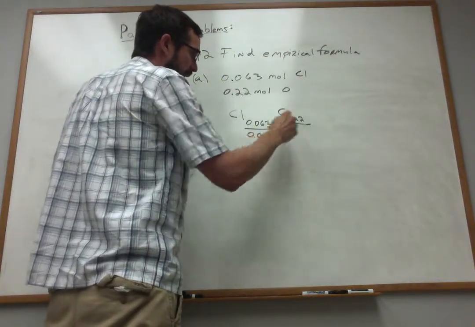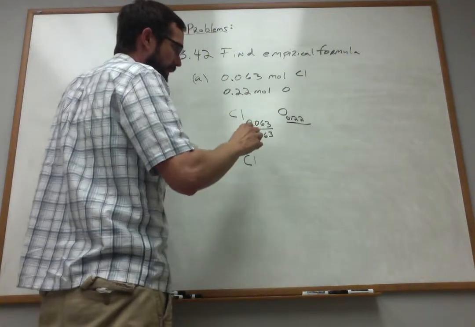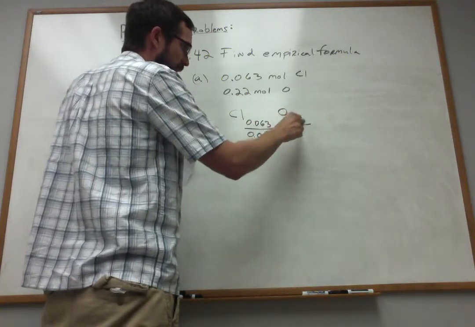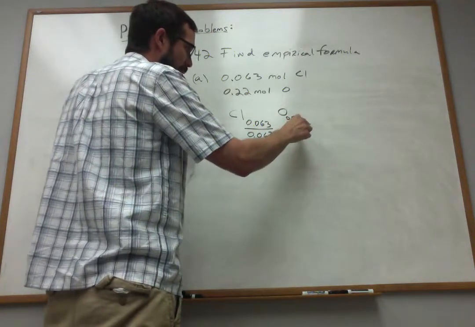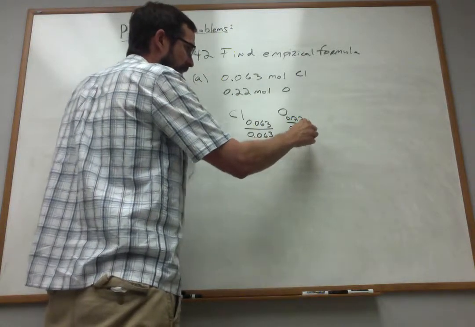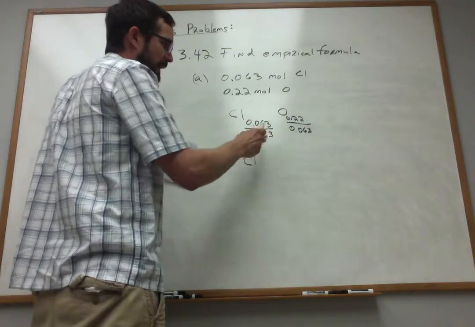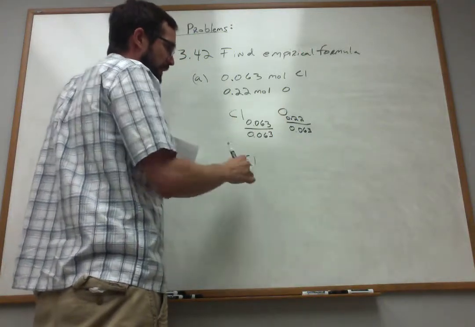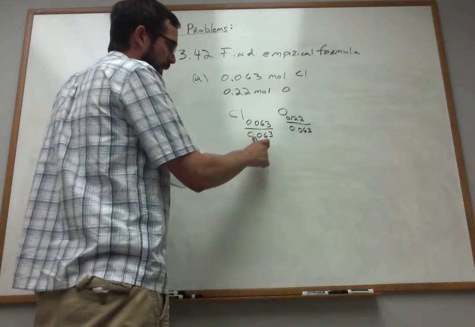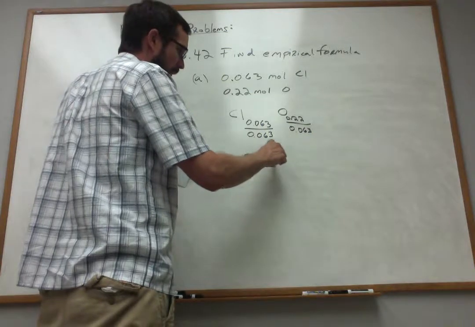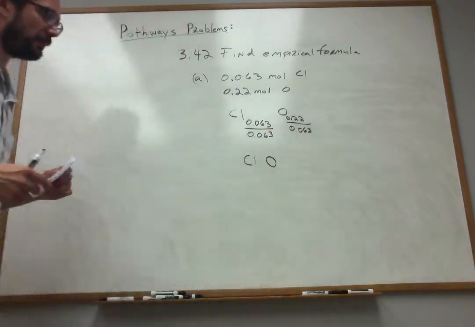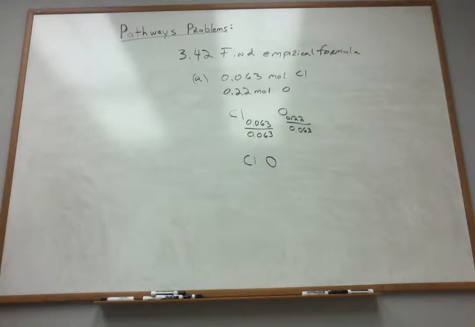Now we also do the same thing with all other elements. So the oxygen's 0.22. We're going to also divide that by the 0.063. You have to divide it by the same number, the 0.063, the smallest one. You can't divide it by itself. You'll get 1 for everything. That doesn't make sense. Divide it by the 0.063. Okay? So all the other elements, you take their mole quantities, divide by the smallest. Okay? Everybody see that?